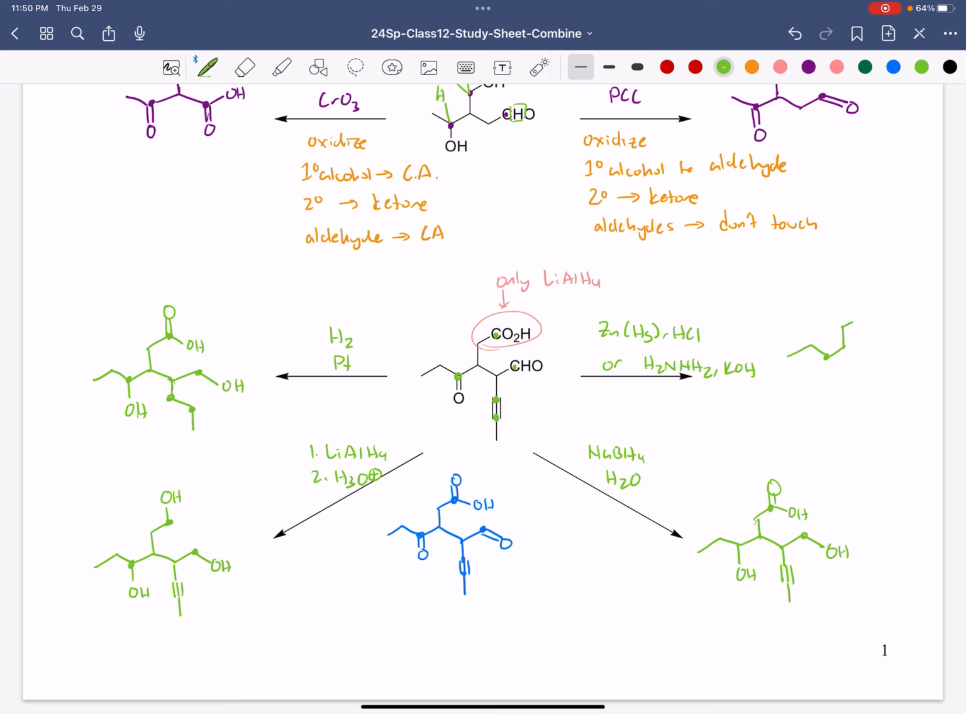Are you a little bit iffy on that? If you are, how fast can you find it in your notes? Where did we talk about this reducing agent? It's in the class where we talked about reducing agents, and it was the last one we talked about. Okay, so you should be flying towards that last page of that handout. And you could confirm that it does not touch carboxylic acids. It does not touch carbon-carbon multiple bonds.